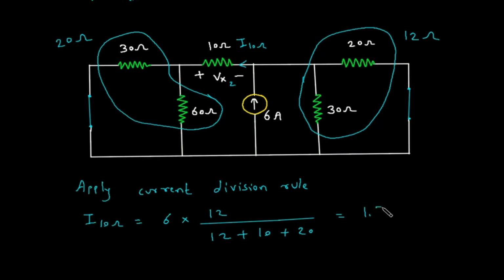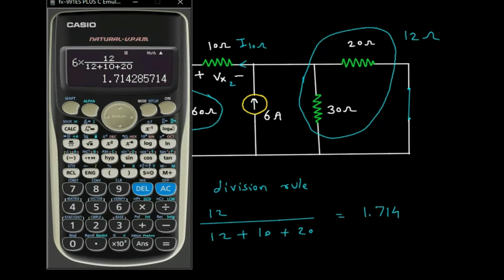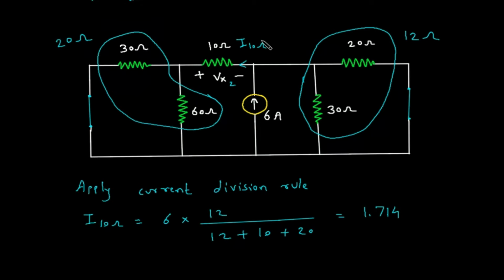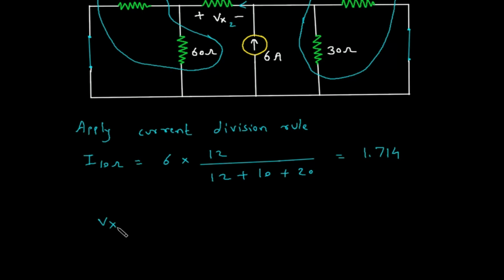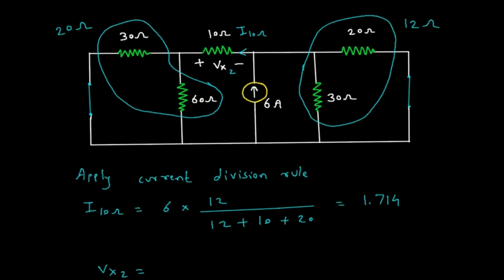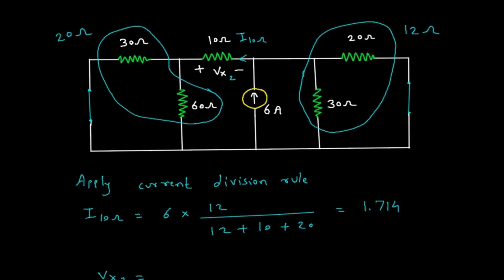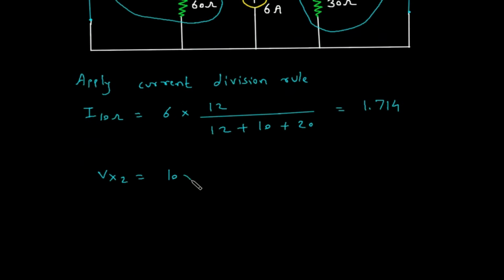1.714 is the value of I 10 ohm. Now we have to find Vx2. So Vx2 is equal to current into resistance. So resistance is 10 ohm and current is I 10 ohm.